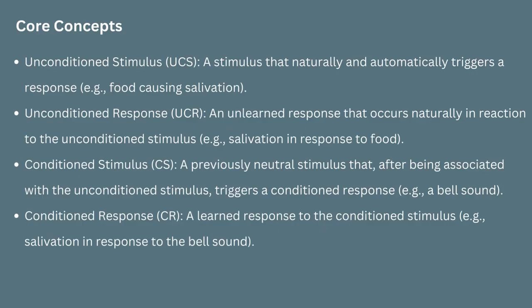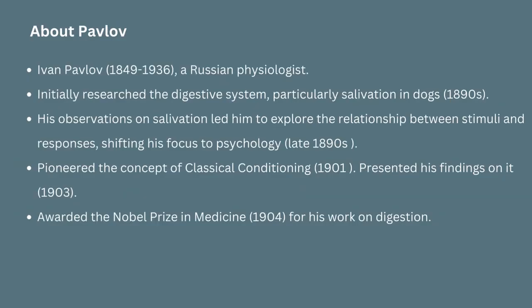Having understood the concepts, now let us move on to Ivan Pavlov's background and his contributions. Ivan Pavlov was a Russian physiologist who initially focused his research on the digestive system, particularly studying salivation in dogs. In the 1890s, Pavlov observed that dogs would salivate not only when they taste food, but also when they saw the lab assistant who typically fed them.